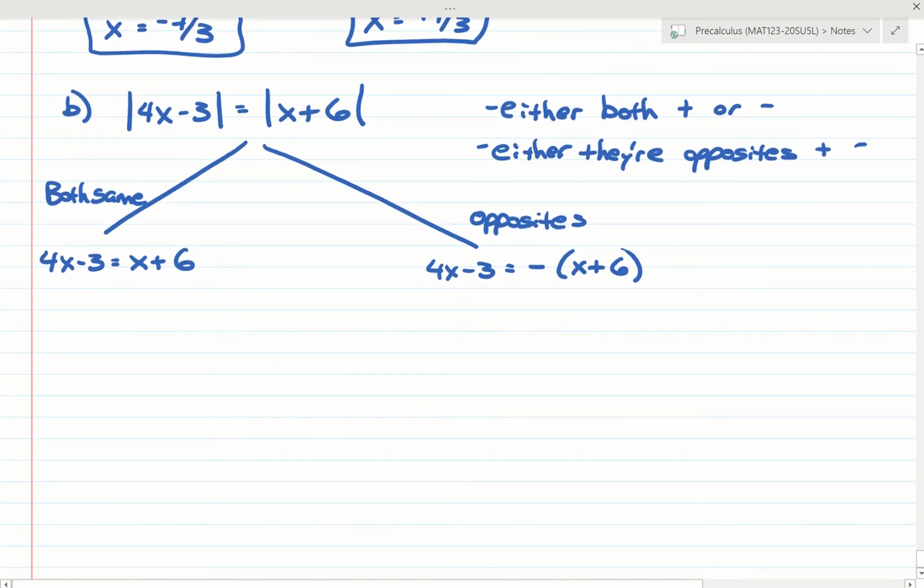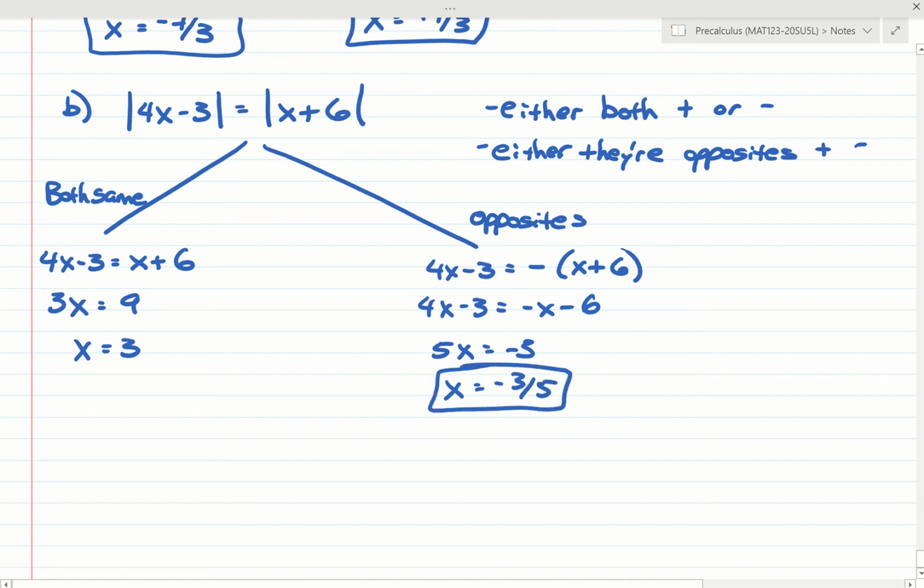All right, so let's see what we get here. We bring the x over, we get 3x is equal to 9. X would be 3. And same thing here, we get 4x minus 3 is equal to negative x minus 6. So 5x is equal to negative 3. X would be negative 3/5. That's how we solve some absolute value equations.